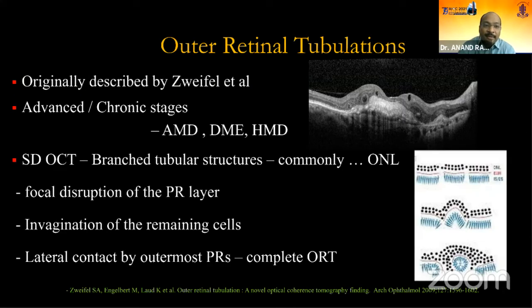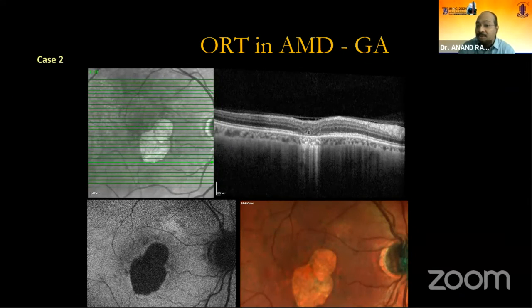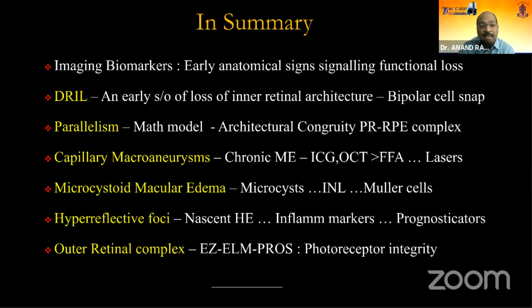So in summary, DRIL, an early sign of loss of inner retinal architecture, where the bipolar cell snap happens. Parallelism is a mathematical model where there's architectural congruity throughout the PR-RPE complex. Capillary non-perfusion, chronic macular edema. In those cases, you'd find this. ICG-OCT is better than FFA. Lasers may be indicated. MME, microcystoid macular edema, microcysts in the INL, Müller cells implicated. Hyperreflective foci, a form of nascent hard exudates, inflammatory marker perhaps, and a good prognosticator. Outer retinal complex, the EZ, ELM, the cones showcase the photoreceptor integrity.